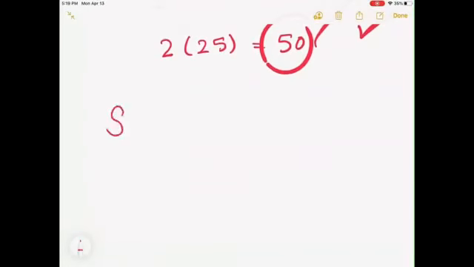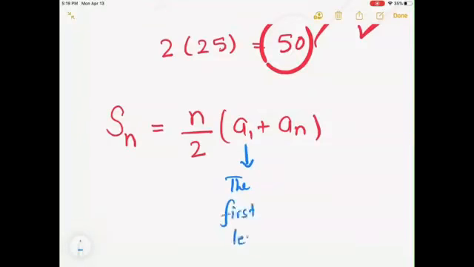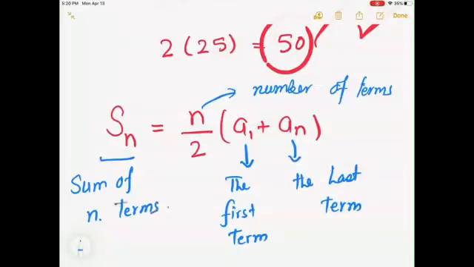So this is how we write the symbol for sum. I would say sum of n terms, n over 2 times a1 added to an. Let me label everything for you guys. a1 is the first term. an is the last term. n is the number of terms. And this is just a symbol for the sum of n terms. There you go. So that's how we do it.